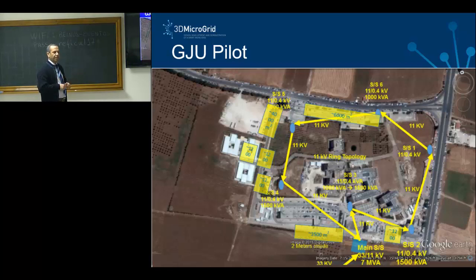This is my final slide, just to give you an idea if you want to build a pilot that demonstrates what we have been doing. GJU is one of the pilots, and we have MCAST as another pilot. And this is a graphical representation of what a macrogrid would look like.